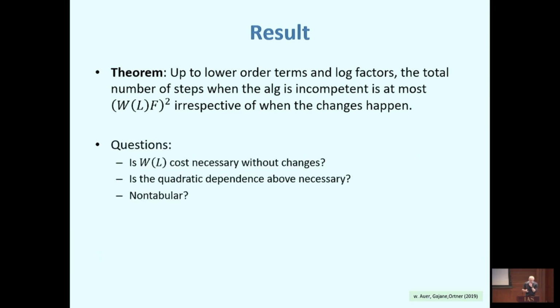So again, there are these open questions. Is the quadratic dependence necessary? Is the cost for building in a stationary environment the best possible that we have seen? And of course, you can wonder about how to extend all this to non-tabular environments.